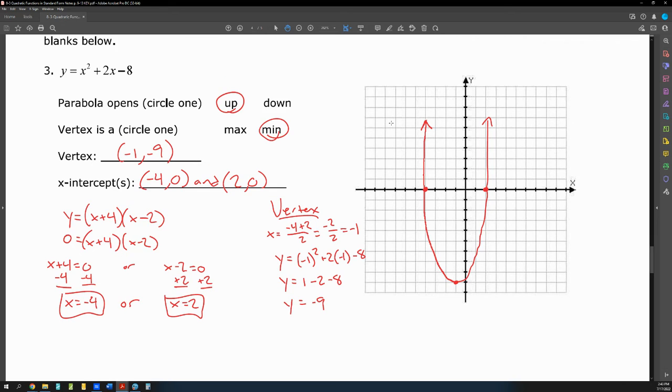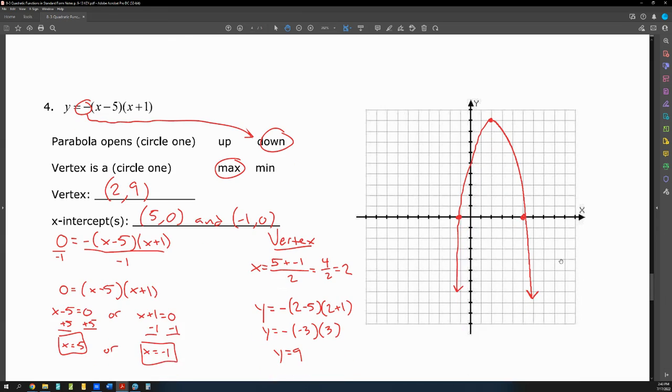All right, so here is number 3. Remember, to find the x-intercepts, we set y equal to 0. Zero product property gives us x-intercepts of (negative 4, 0) and (2, 0). To find the vertex, we plug those x-intercepts into our average equation to find an x-coordinate equal to negative 1, and then solve for y when plugging in negative 1 for x. Don't forget those parentheses. We get a y-coordinate of negative 9.